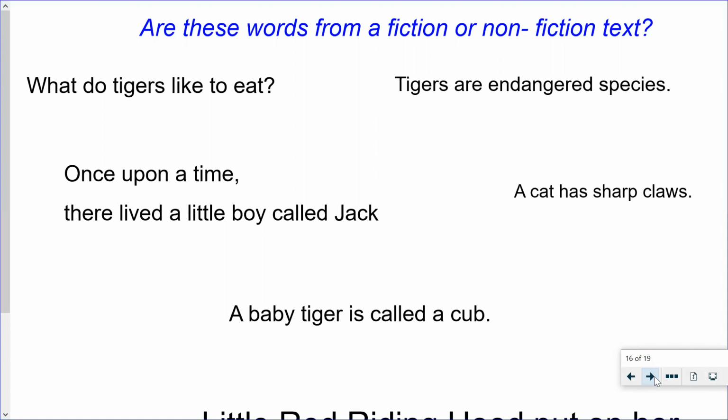A cat has sharp claws. Is that fiction or non-fiction? You're right, it's non-fiction because it gives us information about a cat. A baby tiger is called a cub. Is that fiction or non-fiction? You're right, it's non-fiction. Fantastic. Little Red Riding Hood put on her cape and went to see her grandma. Is it fiction or non-fiction? You're right, that is fiction, and it's from the story of Little Red Riding Hood.